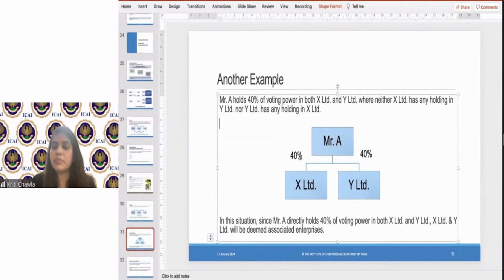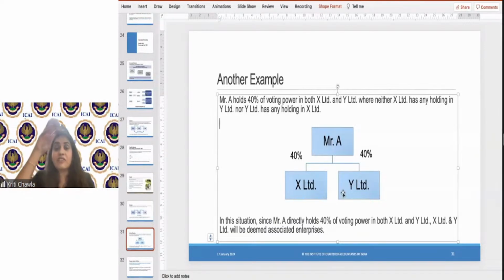Mr. A holds 40% voting power in company X and Mr. A holds 40% voting power in company Y. Please note that company X and company Y are not holding anything in each other. It is only Mr. A holding 40% voting power in company X and 40% voting power in company Y. Well, then company X and company Y will become associated to each other.